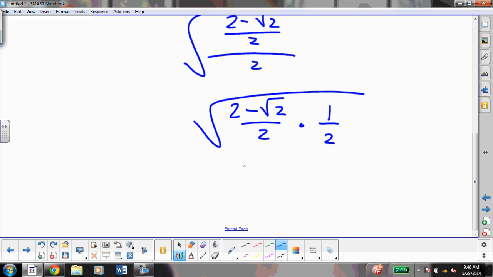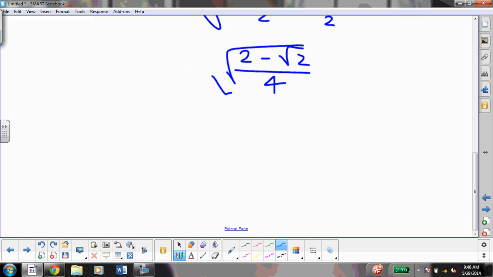And that's all being included. So I have 2 minus root 2 over 4. I can root the top and root the bottom, so I have 2 minus root 2 over 2 for my solution. And that takes care of number 7.